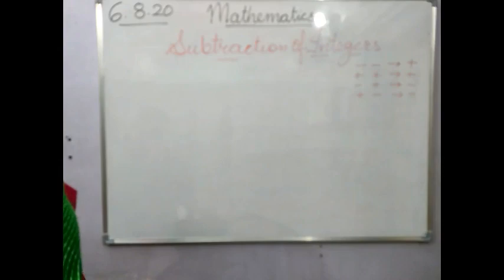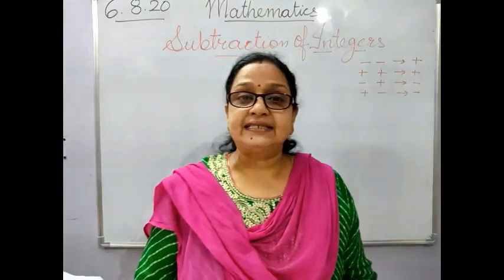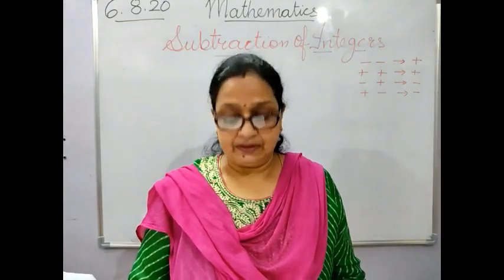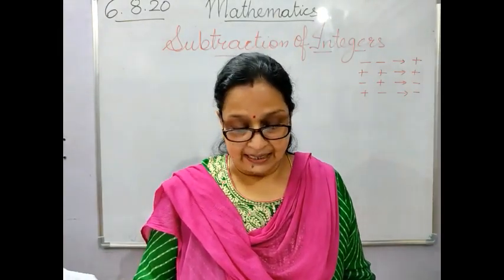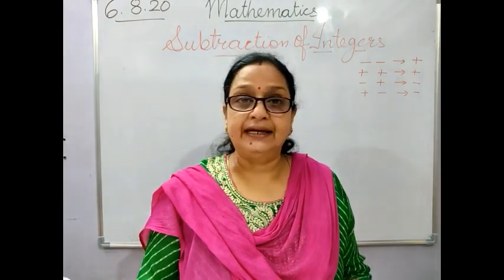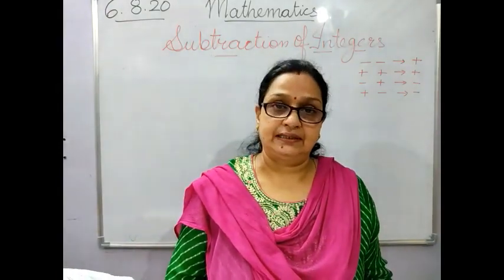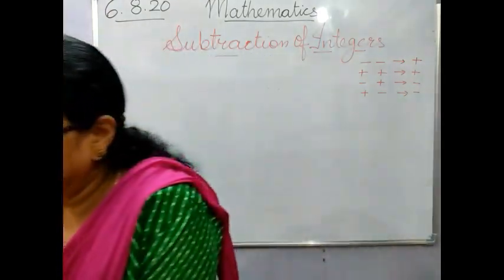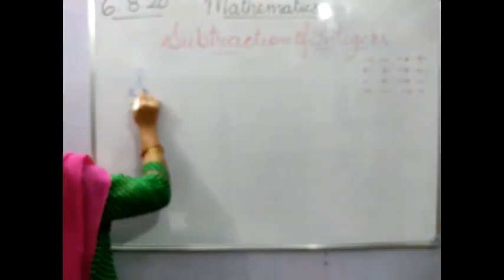Same examples I'll take. First I'll read what is written in the book. In subtraction, we convert the subtrahend to its opposite and add the two integers. To subtract integers, we add the additive inverse. Now there will be two terms which I will be explaining. First term is subtrahend.